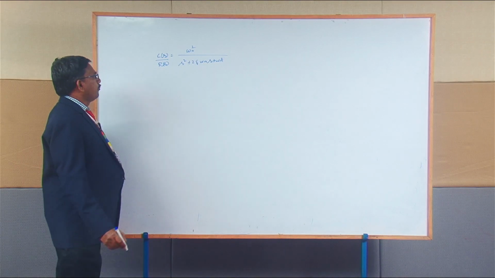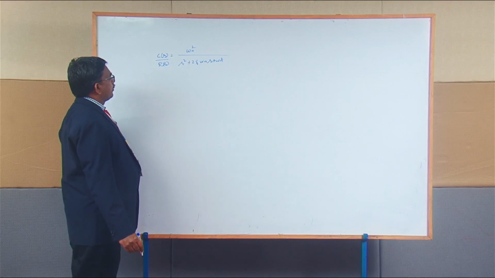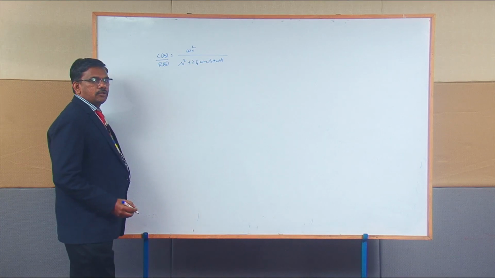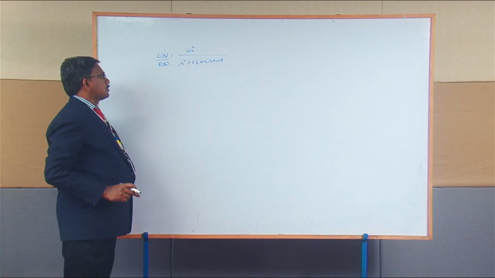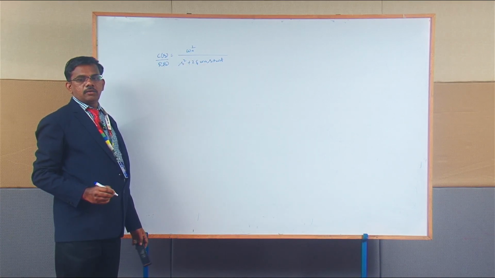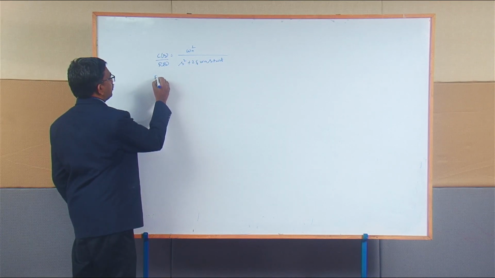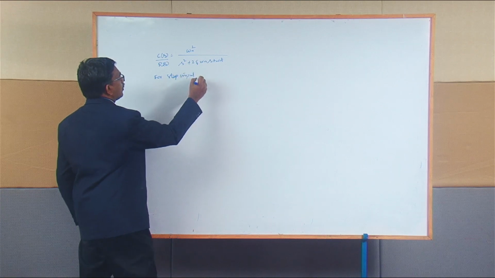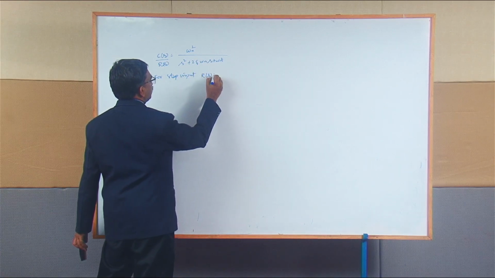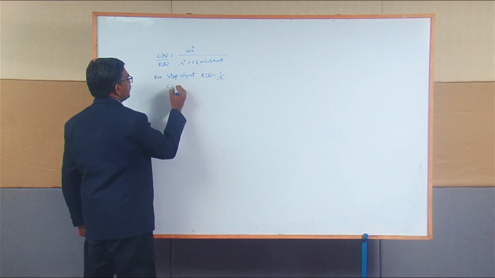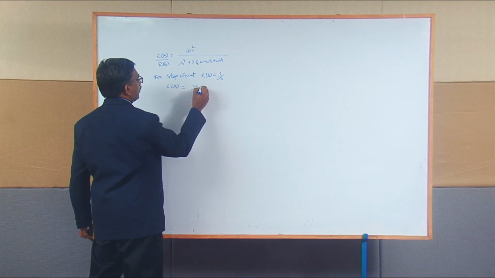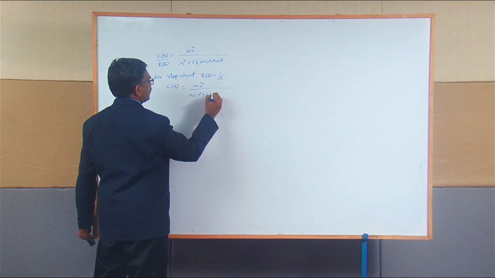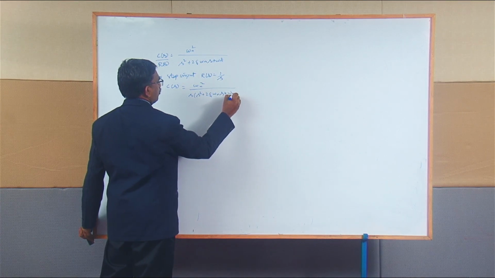We know the second order closed loop transfer function is C(s)/R(s) = omega n square divided by s square plus 2 zeta omega n s plus omega n square. For a step input, R(s) = 1/s. So, C(s) = omega n square divided by s into (s square plus 2 zeta omega n s plus omega n square).